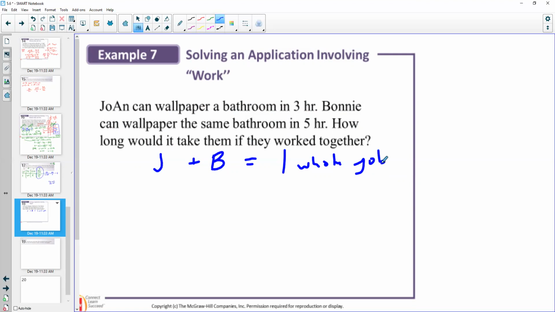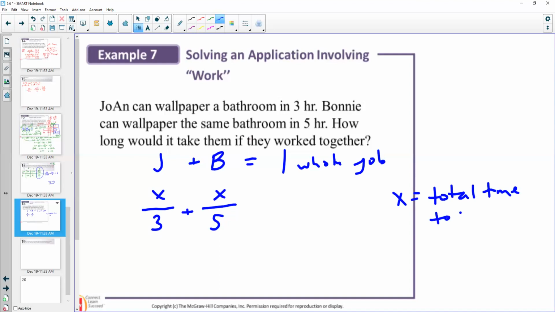Joanne is going to do a certain amount of work, and normally it takes her 3 hours, right? So it's going to take her a portion of 3 hours. Bonnie does a certain amount of work, and it takes her 5 hours, okay? This x is the total time together. This is how long it takes them in total. And when they are done working together, they do one whole job. Okay? This is in hours.